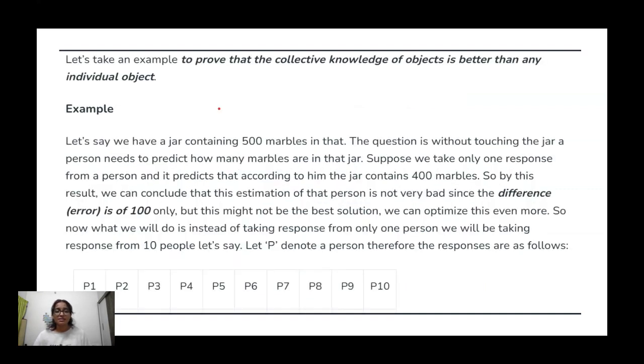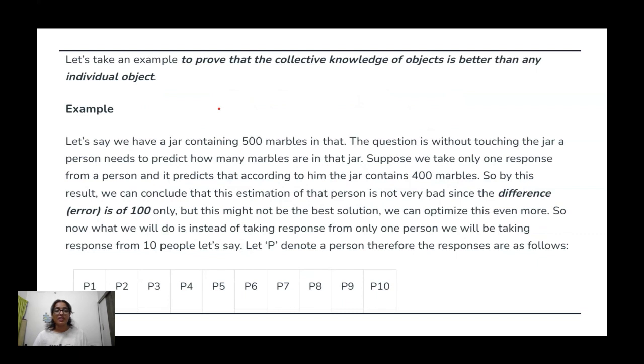Now let's take an example to prove that the collective knowledge of objects is better than any individual object. For example, let's say we have a jar containing 500 marbles. The question is that without touching the jar, a person needs to predict how many marbles are in the jar. Suppose we take only one response from a person and according to him, the jar contains something like 400 marbles. By this result, we conclude that this estimation is not very bad since the difference is only 100. But this might not be the best solution. We can optimize this even more.